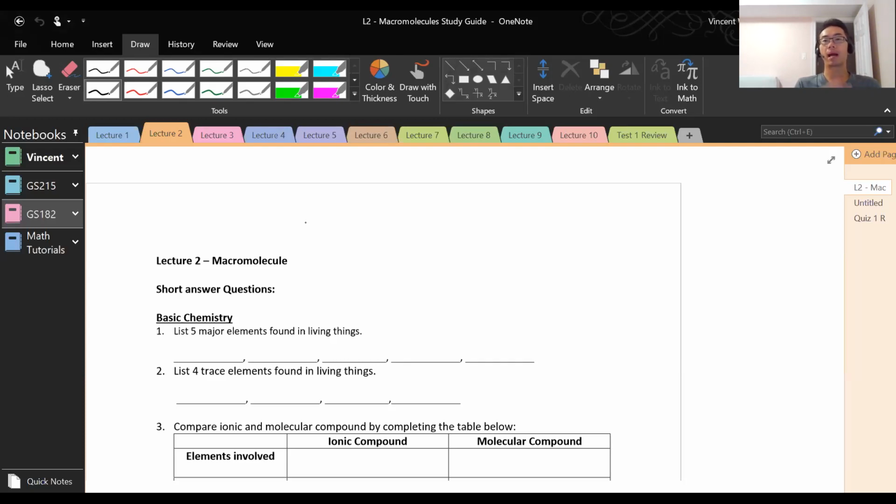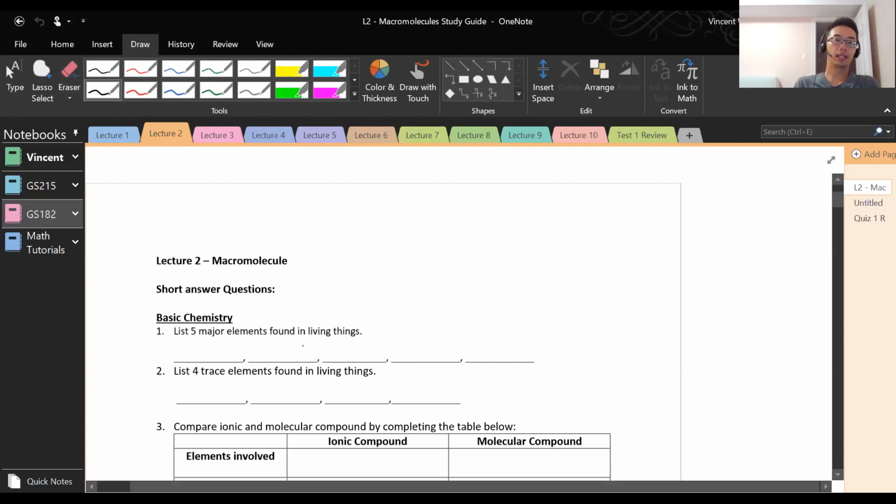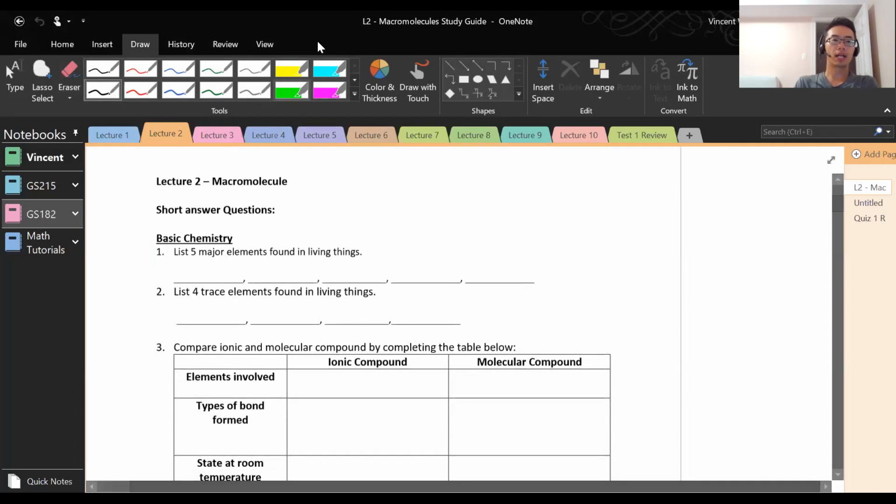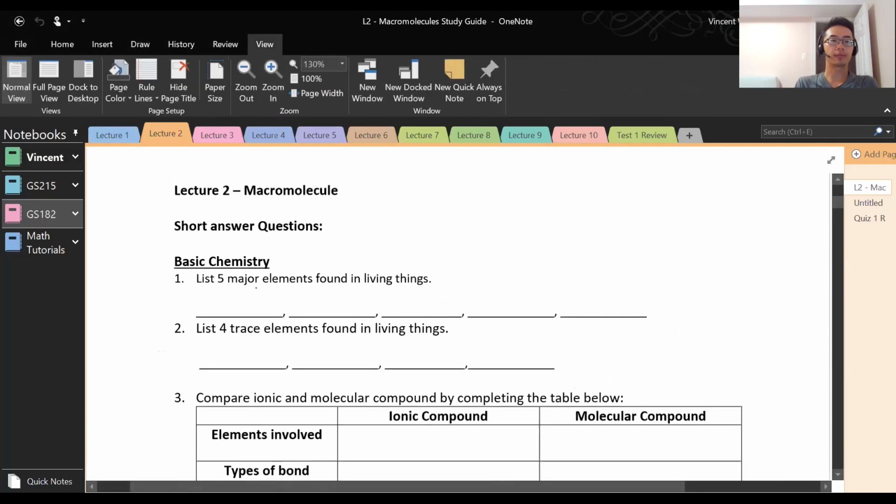So these are macromolecules. These are really big molecules that have thousands and thousands of atoms in them, compared to something like water, which is, as you know, H2O, that only has 3 atoms. So macromolecules have thousands of atoms in them. Okay, so let's take a look at the first one here.